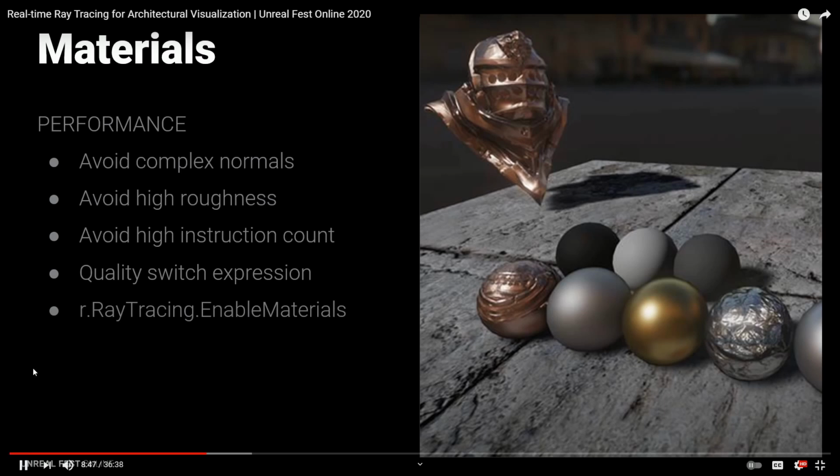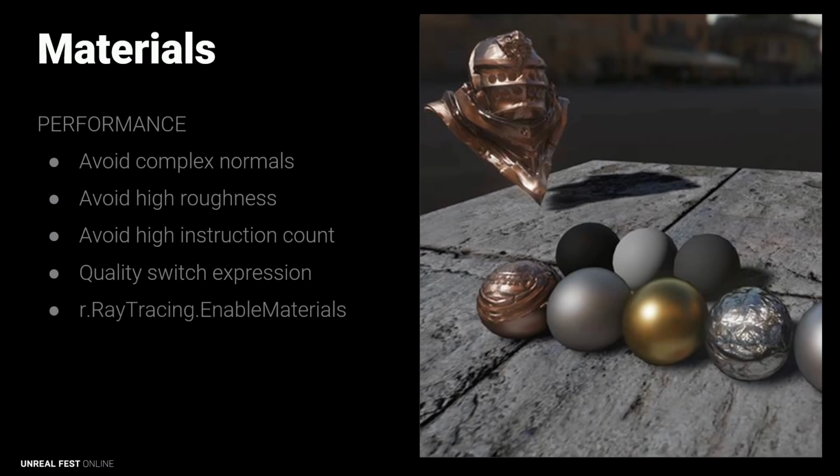And the reality is a mirror-like surface is actually much, much cheaper to render than a rougher surface because we can predict very accurately which direction that light ray is going to go on a very flat, smooth surface. But a rougher surface is going to cause the light rays to bounce in a more random fashion, so the algorithm is more complex. And like any material, you're going to want to avoid high instruction counts. The more instructions your materials have, the more expensive they are to render.